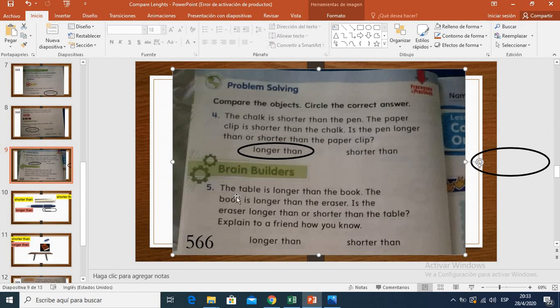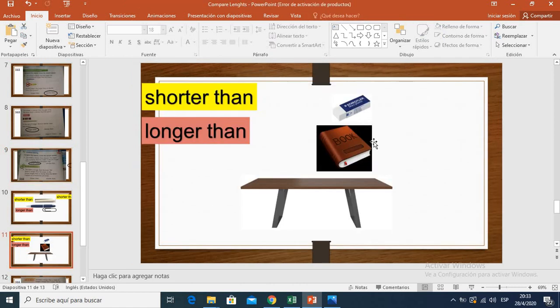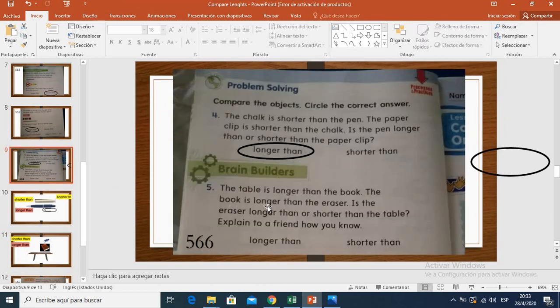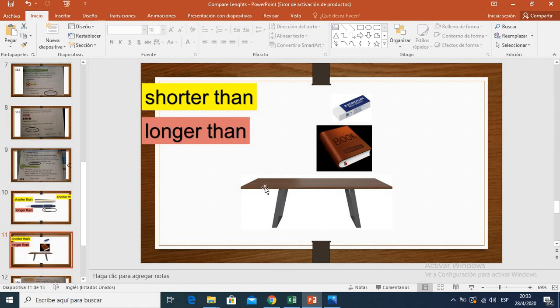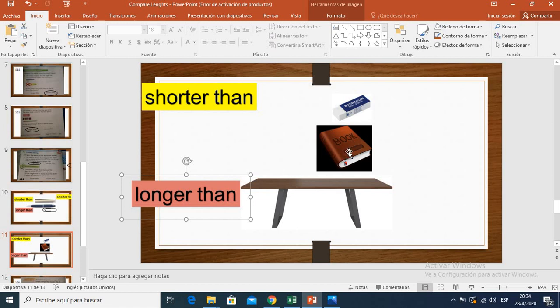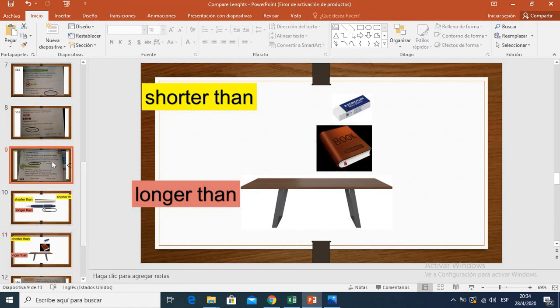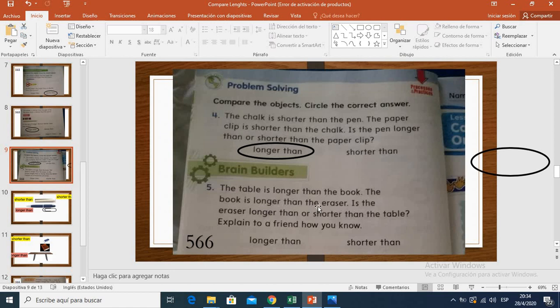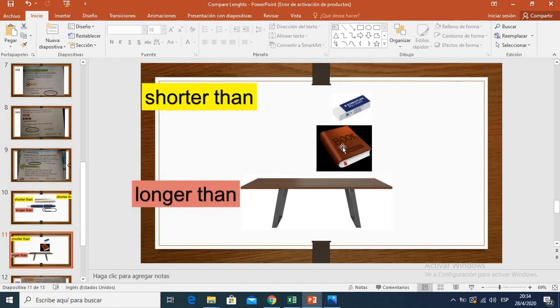Now, the brain builders. Look. Let's see the objects. It's a table, a book, and an eraser. Here I have it. Eraser, book, and table. I'm gonna read the instructions. The table is longer than the book. Let's see. The table is longer than the book. Right? Now, the book is longer than the eraser. You see? The book is longer than the eraser.